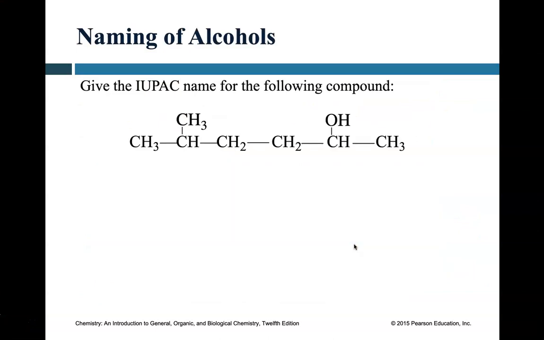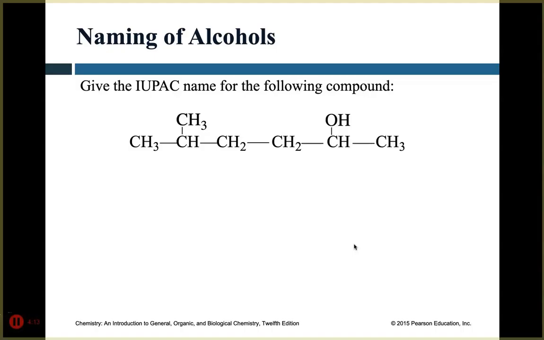So let's do a practice problem. We're going to follow a lot of the same rules that we did for naming alkanes. So what we want to do is find the longest carbon chain that has the substituent that we care about attached to it. So if I do that, let me just go back to yellow for the carbon chain. So I'll go 1, 2, 3, 4, 5, 6. Sorry, I can't count. 6.